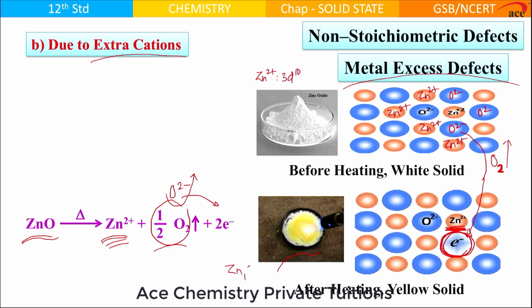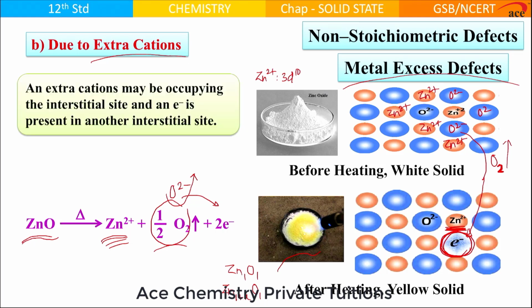So zinc oxide, which was in the formula of zinc 1 oxygen 1, now what has happened? Zinc has become extra, oxide has remained lesser. So we show zinc has become extra, so it has become non-stoichiometric defect. Extra cations which are there, they also can shift to interstitial sites now because there is an empty space created. So it is found many a times this extra cations may occupy interstitial site, and electron can occupy interstitial site or they can occupy empty lattice site. When I say wherever oxygen is there or oxide ion is there, can I say it is a lattice site?